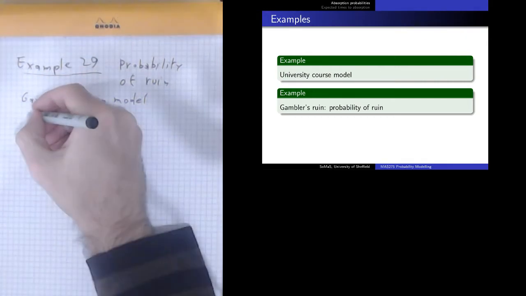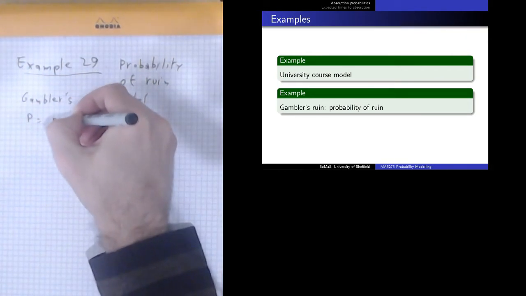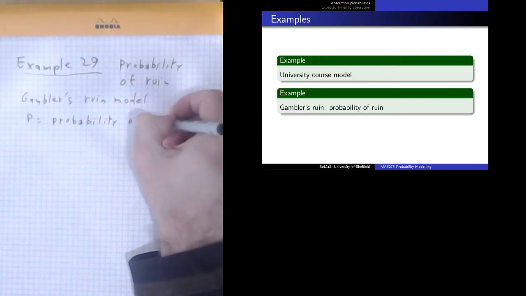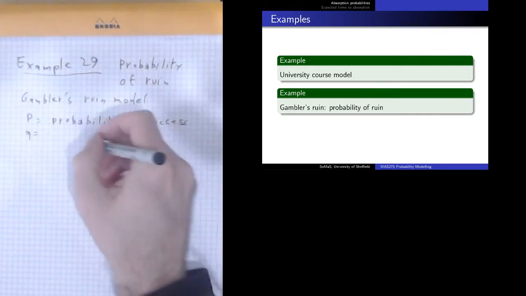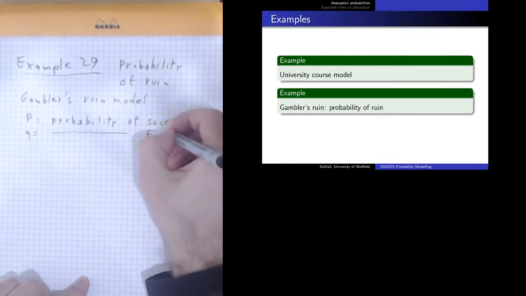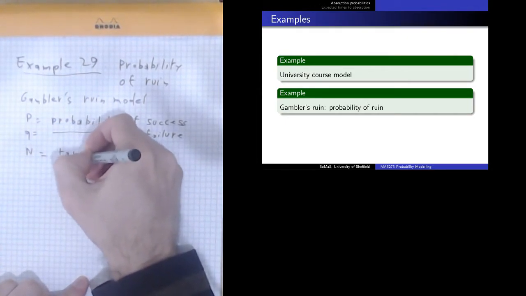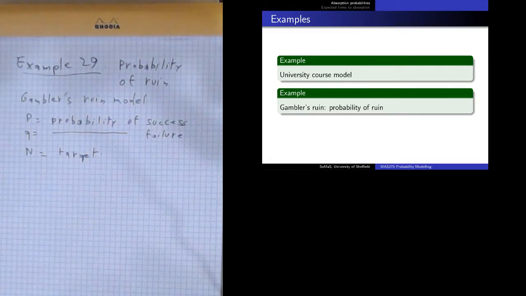So we need a bit of notation. P is probability of success at a step. Q is probability of a failure. And N is our target. So remember, you flip a biased coin, which is heads with probability P and tails with probability Q. If it's heads, you win 1 money. If it's tails, you lose 1 money. And you stop if you have 0 money or N money. So 0, you've been ruined, and N, you reach your target. You win in some sense.